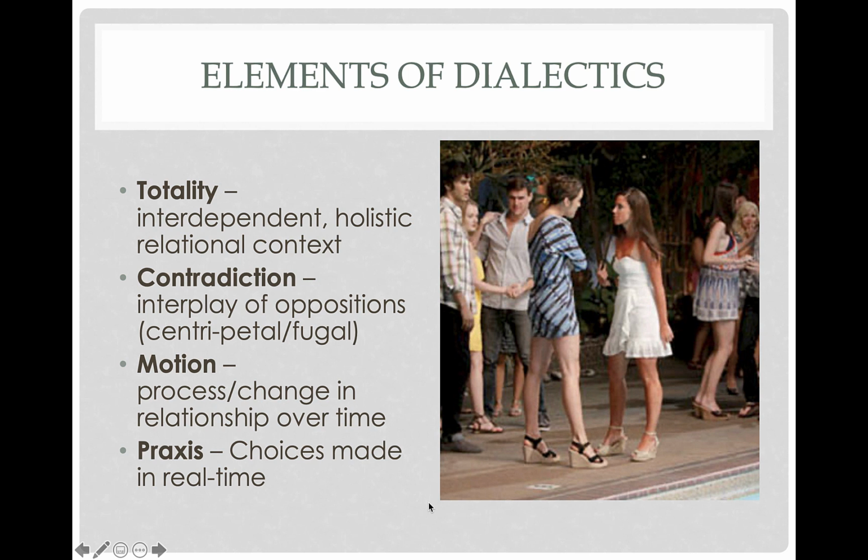Secondly, this notion of contradiction, that we constantly live amidst lots of contradictions, things that pull on us in different directions. And it's the interplay of those oppositions that's interesting and that we live within, right? We can't step outside of these things. And so some research talks about centripetal pushes and pulls and centrifugal pushes and pulls. And what that means is there are some things that pull us toward each other, and there's some things that push us away from each other. So centripetal are factors that bring us together. Centrifugal are factors that push us apart and away from each other.